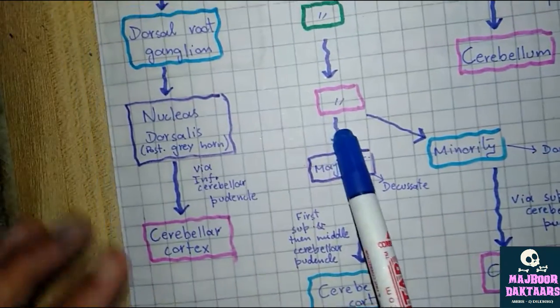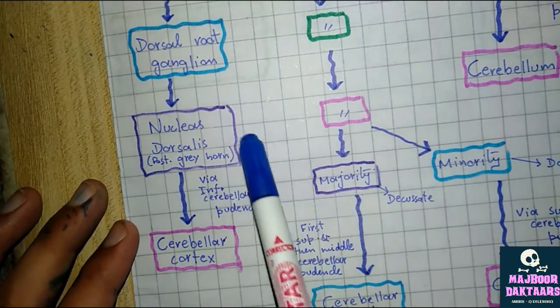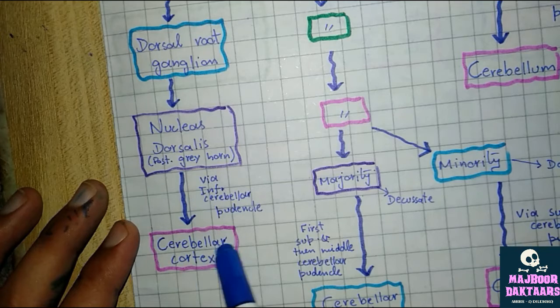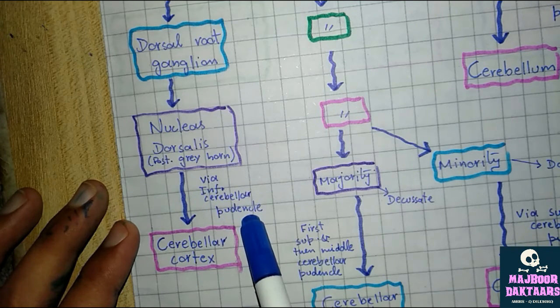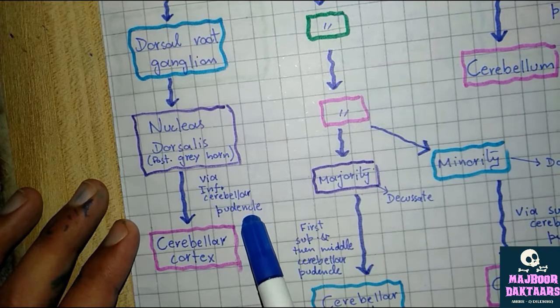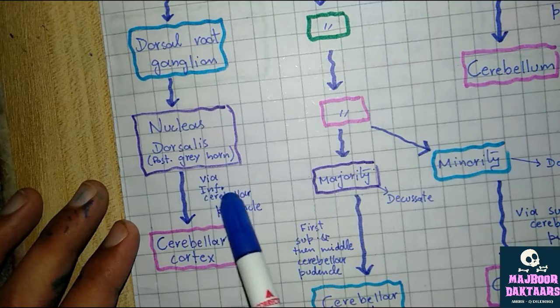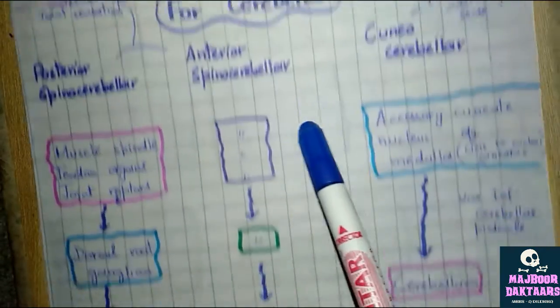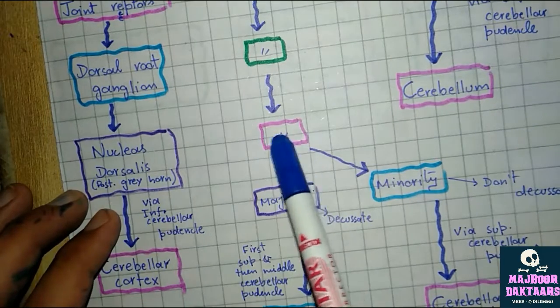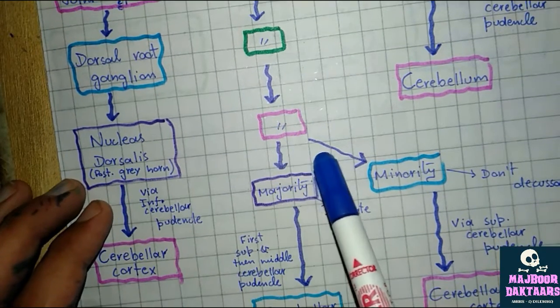Now in the case of the posterior spinocerebellar pathway, the fibers reach the cerebellar cortex by passing through the inferior cerebellar peduncle. It means that they reach the level of the medulla and then move to the cerebellar cortex through the inferior cerebellar peduncle. Now in the case of the anterior spinocerebellar pathway, everything was all right here, and then a difference occurred.